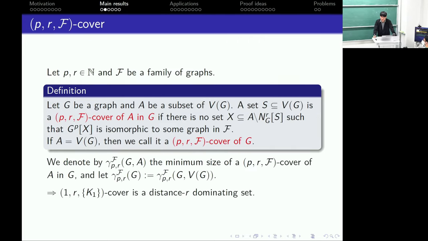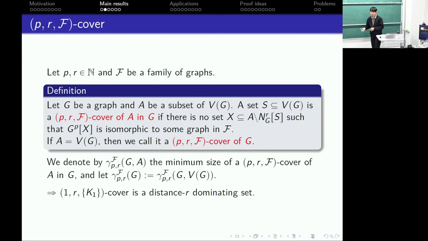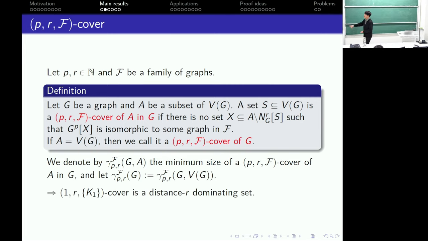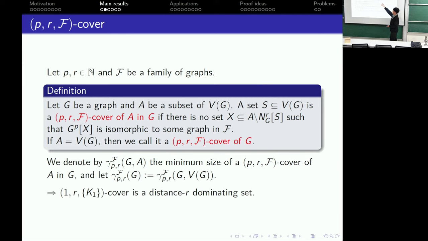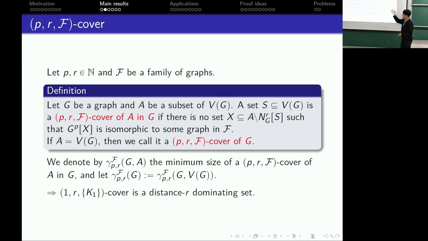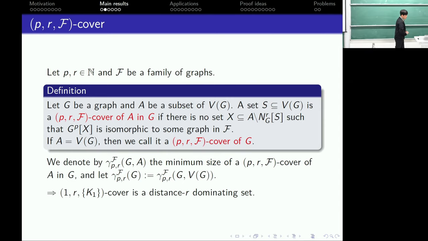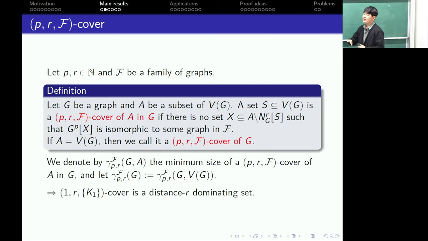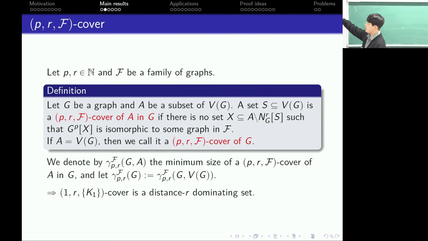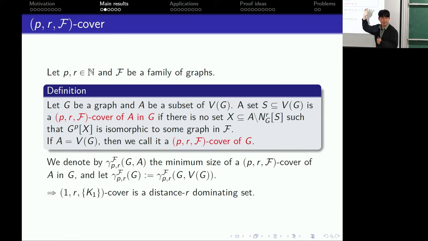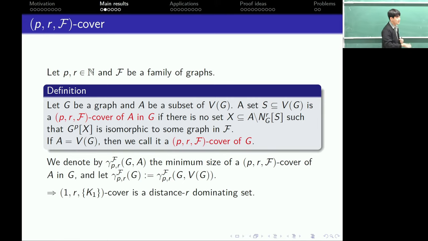So now, the p r F cover is defined as follows. Let p and r be non-negative integers, and F be a family of graphs. For a graph G and a subset A of the vertex set, a set S is called a p r F cover of A in G if there is no set X in A minus the r-neighborhood of S, such that the graph induced in G^p by X is isomorphic to some graph in F. So we first try to delete the r-neighborhood in G of S and see what happens in the remaining vertices. If there is no set X such that G^p[X] is isomorphic to some graph in F, then it is a p r F cover.